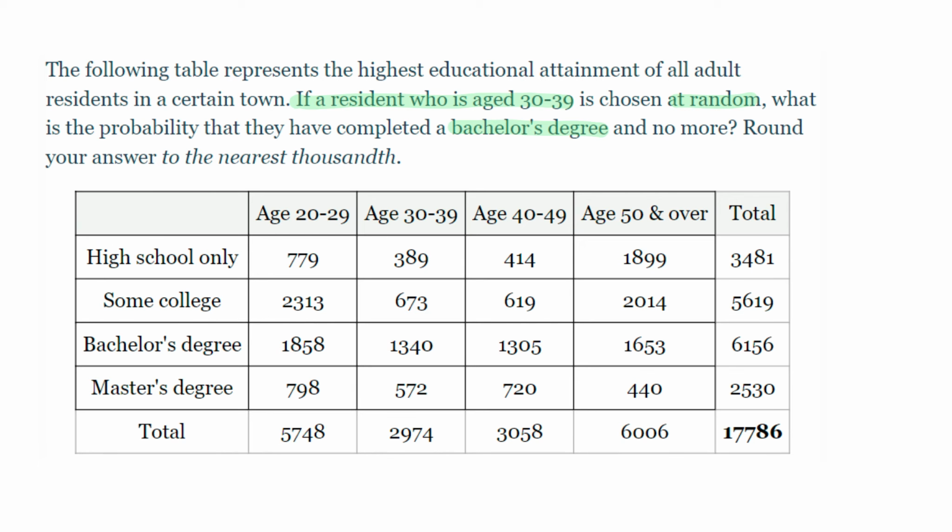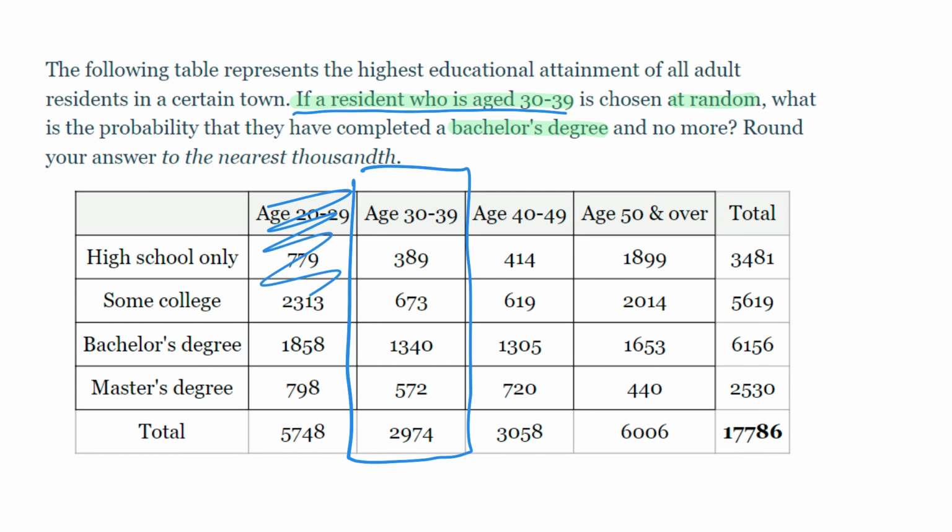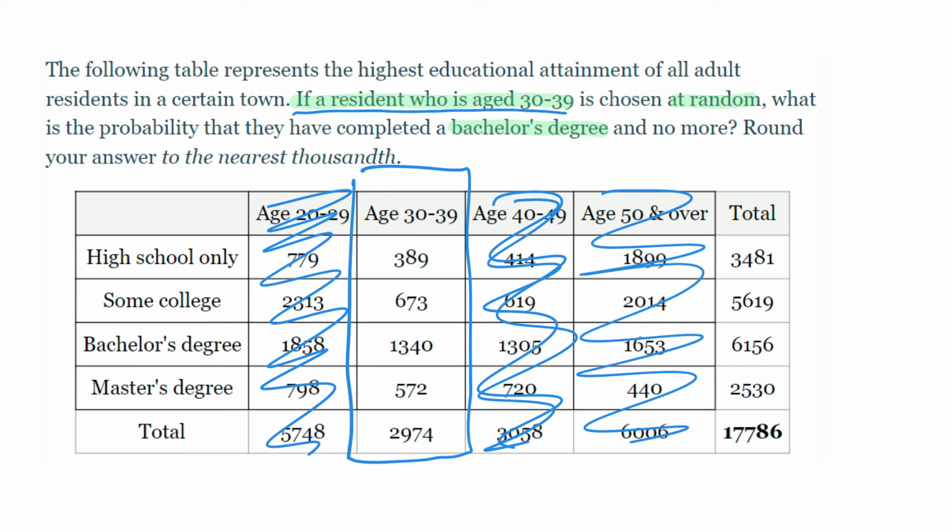So first of all, we need to identify what we're talking about. We are not talking about the entire population. It says if a resident is 30 to 39, that would be this category right here, not the population. So we don't care about the 20 to 29-year-olds. And by the way, I would not mark out these tables like I'm doing. You may need the data later. So I do not need this information. All I need is the 30-year-olds.